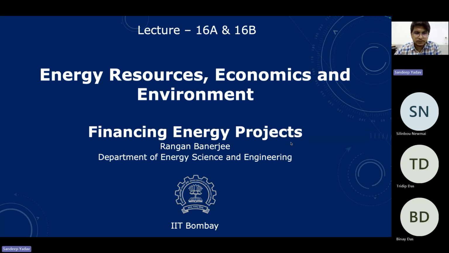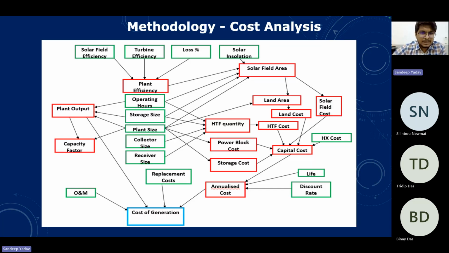So let's move to this week's content. This week's content is mainly the methodology for the cost analysis, which includes how we can calculate the plant cost based on the plant output, capacity factor, and plant efficiency. We can calculate the cost of generation. For solar, we can use the solar field efficiency or turbine efficiency, plant efficiency, and operating hours. These are all the related terms with which we can calculate the overall cost, operating cost, or total capital investment for any of the plants.